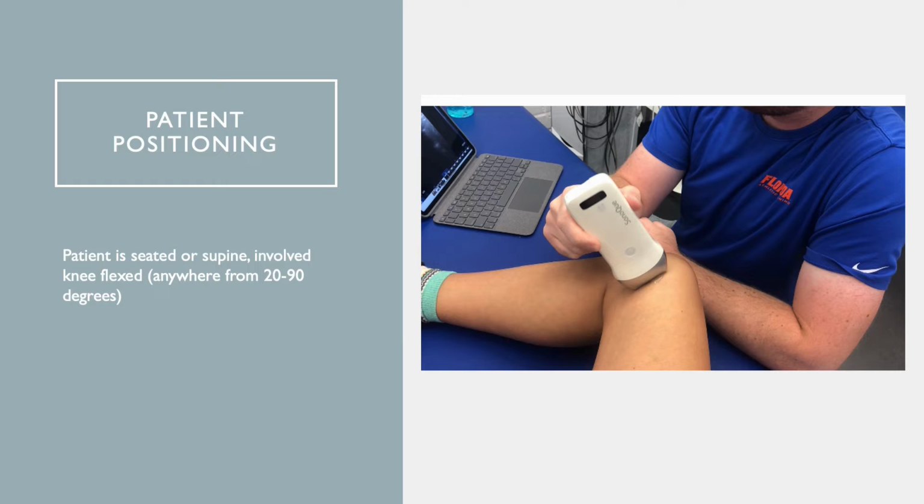Patient positioning is important when looking for the MCL. The patient can be either seated or supine, and references will say that the knee should be flexed anywhere from 20 to 90 degrees. Personally, it will vary depending on the person's MCL.